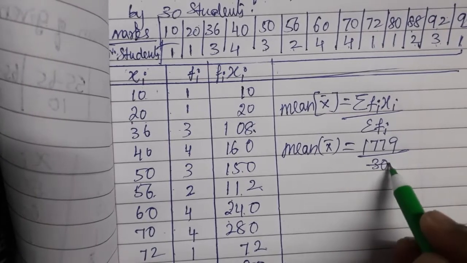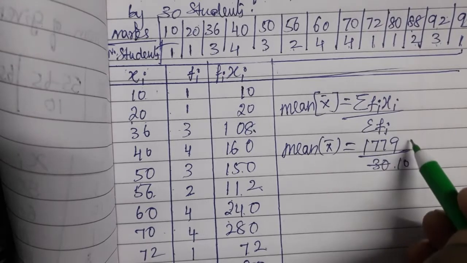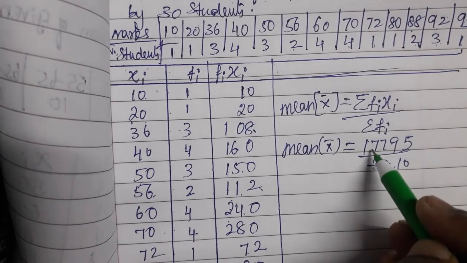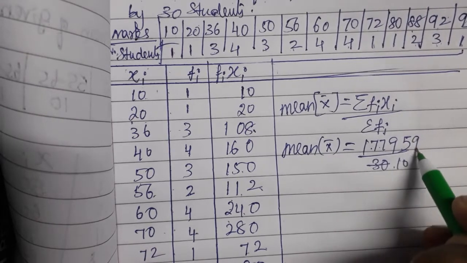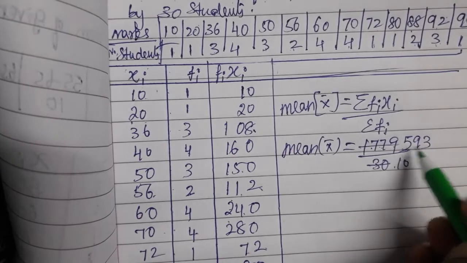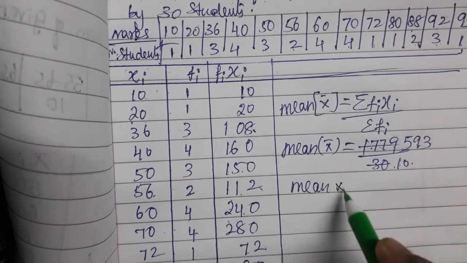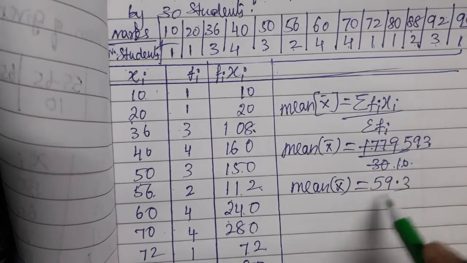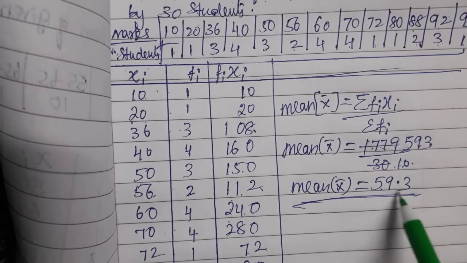Definitely I can use the 3 tables. 3 10s are 30. 3 5s are 15. 3 9s are 27. 3 3s are 9. So now what did you get? 593 by 10. So mean is equal to, if you divide 593 by 10, you will get 59.3. So the mean of the given frequency table is 59.3.